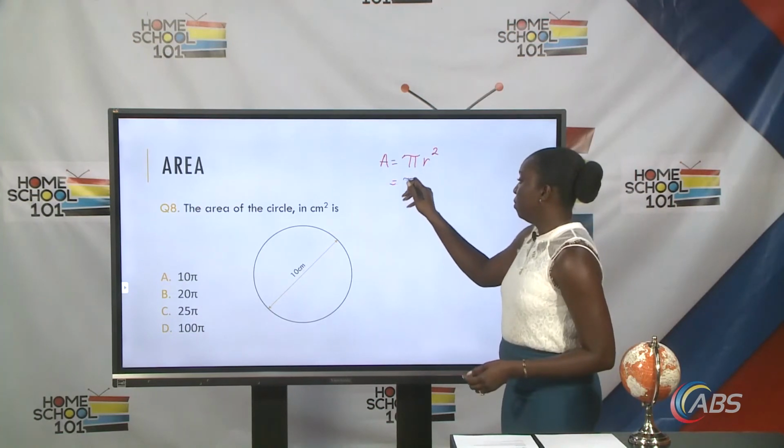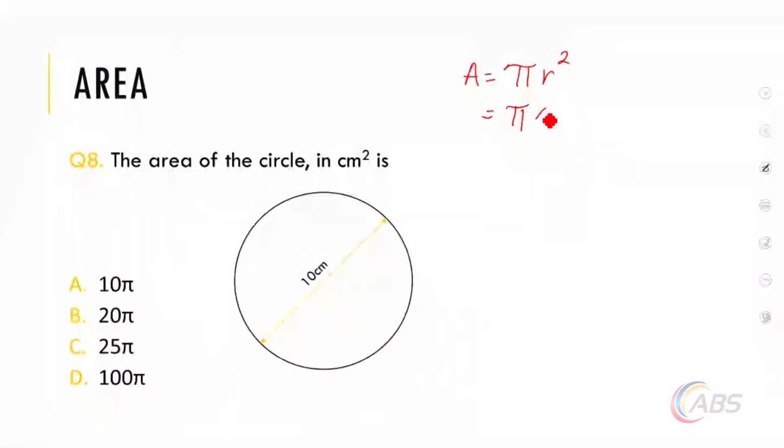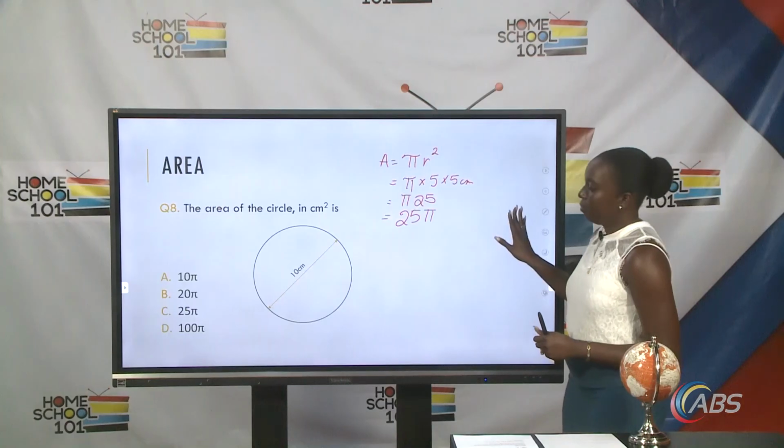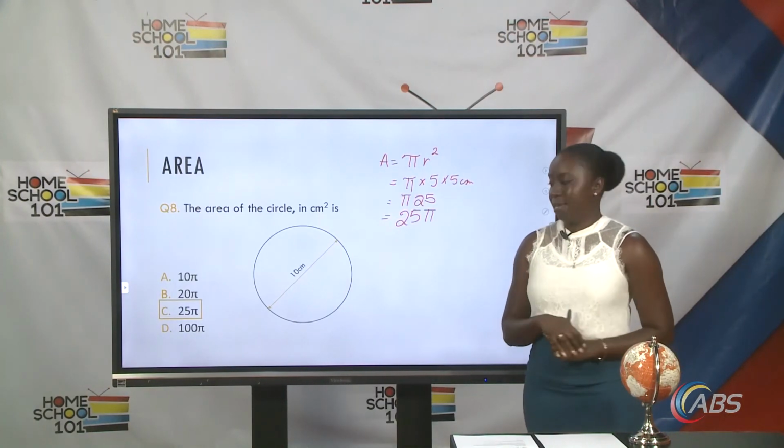And so we just use pi times 5 times 5 because it's radius squared. And we all know that 5 times 5 is 25. So even if I did it like this, pi 25, we don't really write it like that. It looks much better if the pi was on the other side. So 25 pi, and you can see your answer there at C. 25 pi.